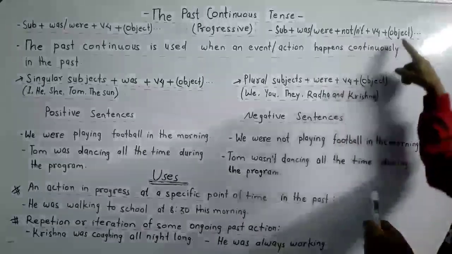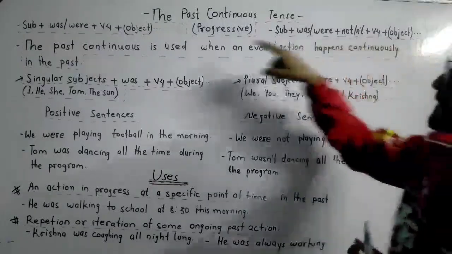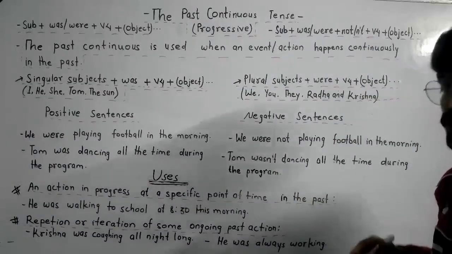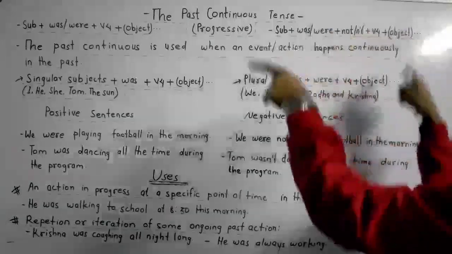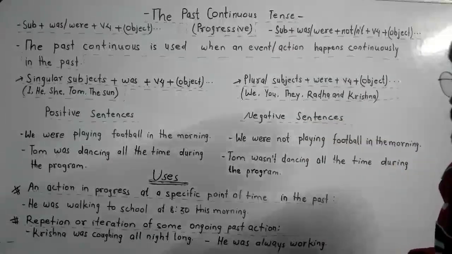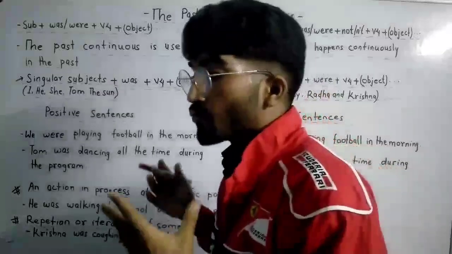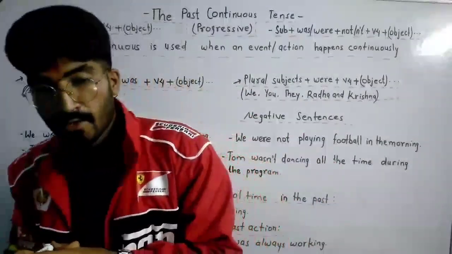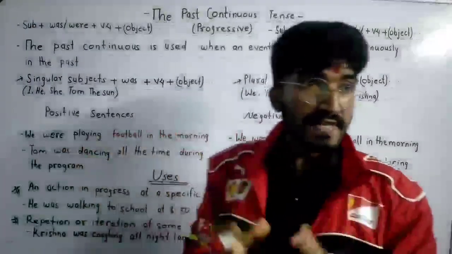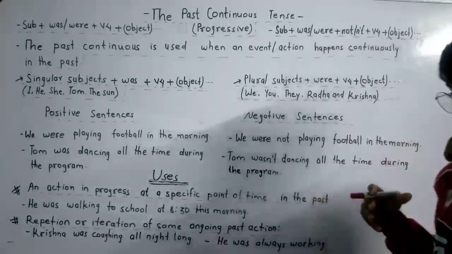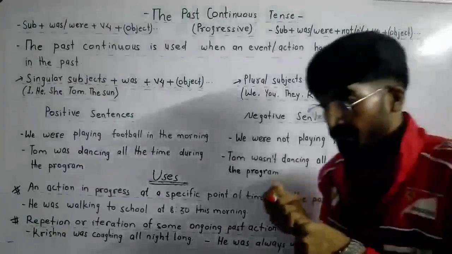And see, for object, I have used here parentheses. We call them parentheses, because the object in a sentence is not always compulsory. Without an object, we can form sentences meaningfully and appropriately. Let me give you an example. Listen.